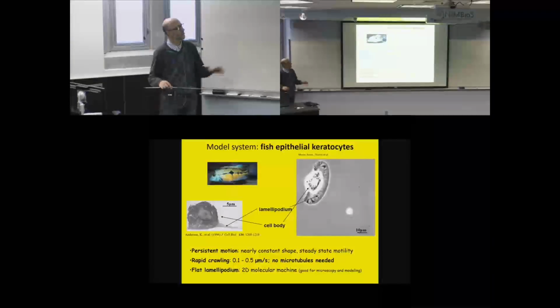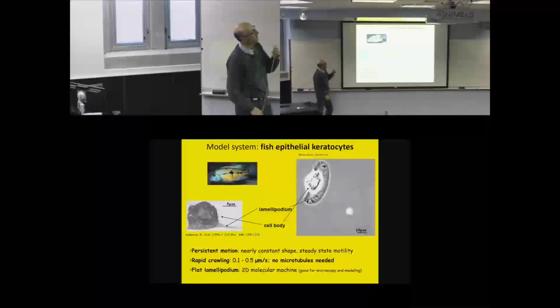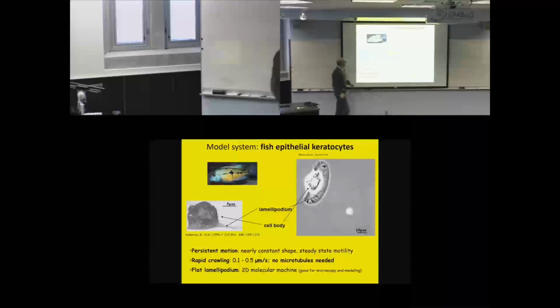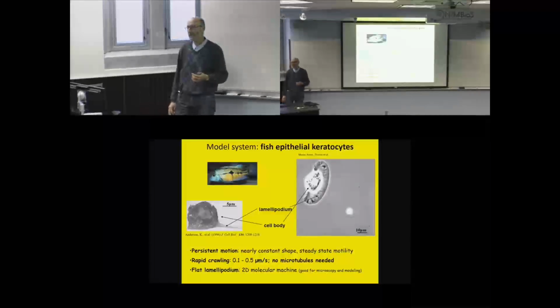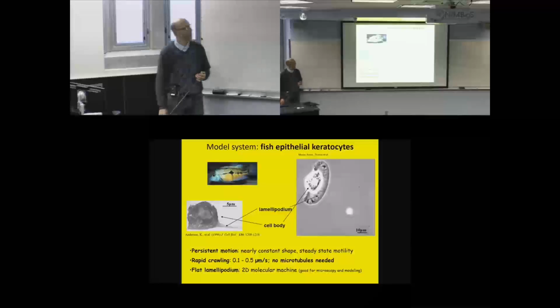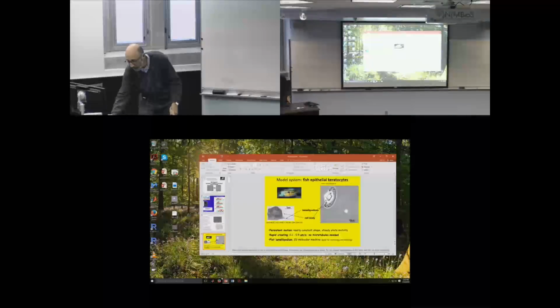As usual, it is very important to focus on a very specific organism, a very specific model system. And for decades, we were very interested in fish epithelial keratocytes, which are very similar to our fibroblasts. Those are cells from connective tissue of fish skin. So let me show you again the movie of those cells migrating.